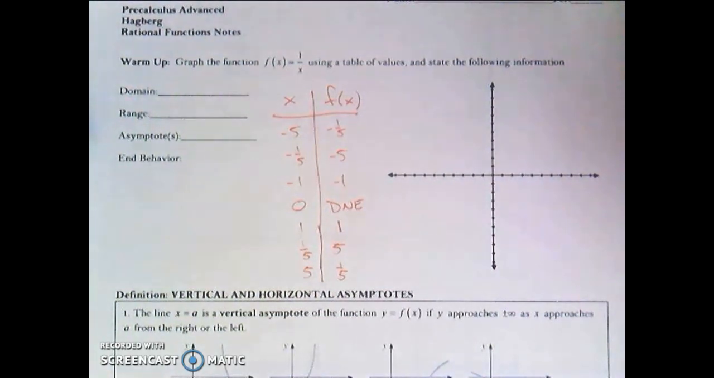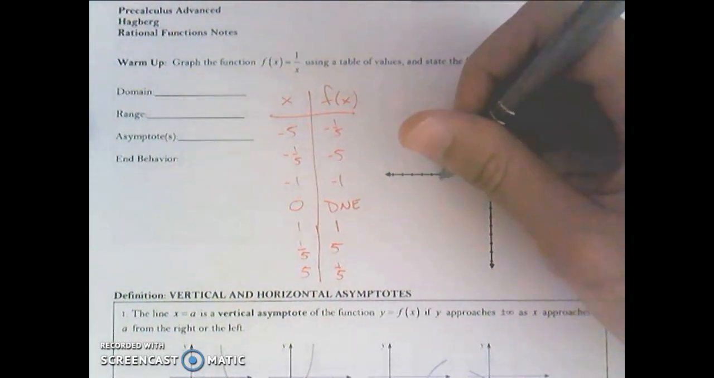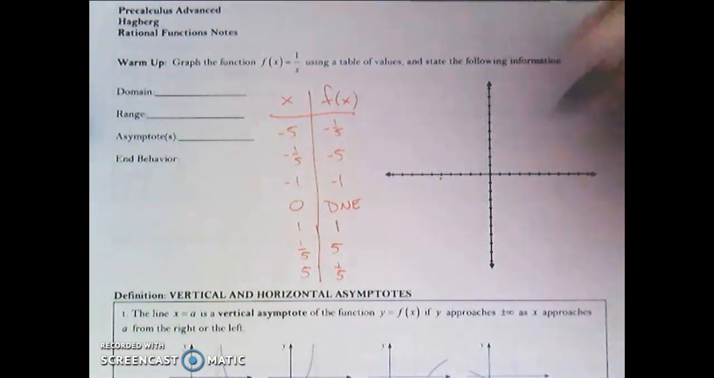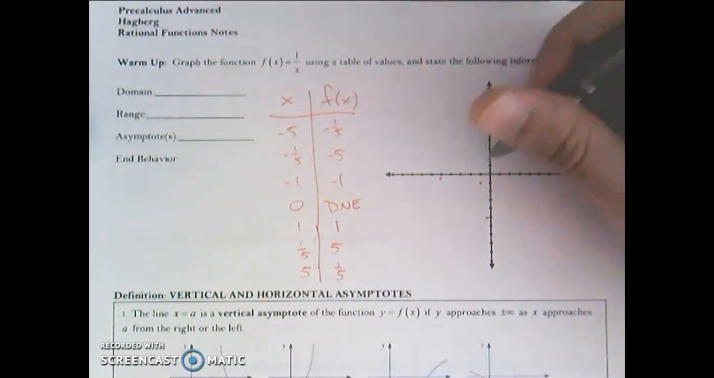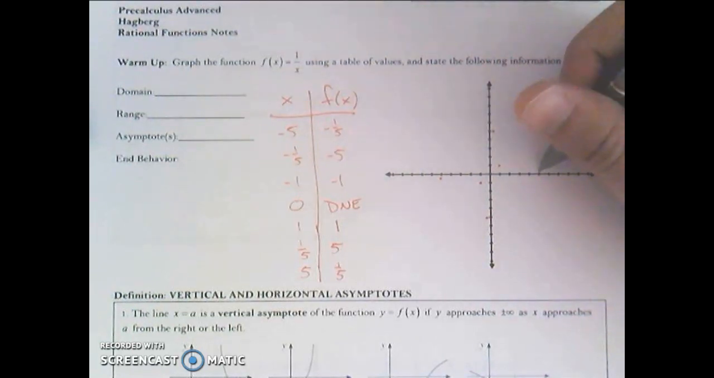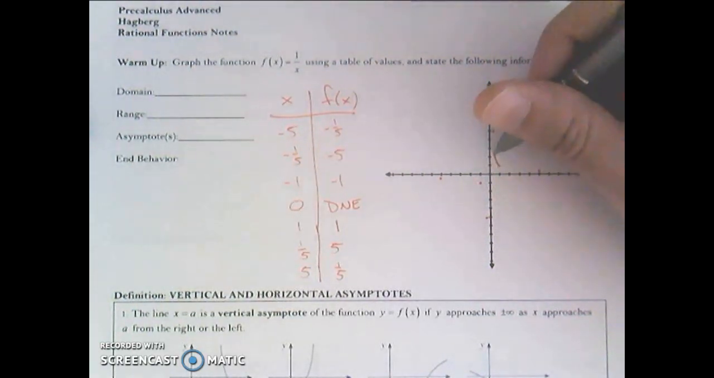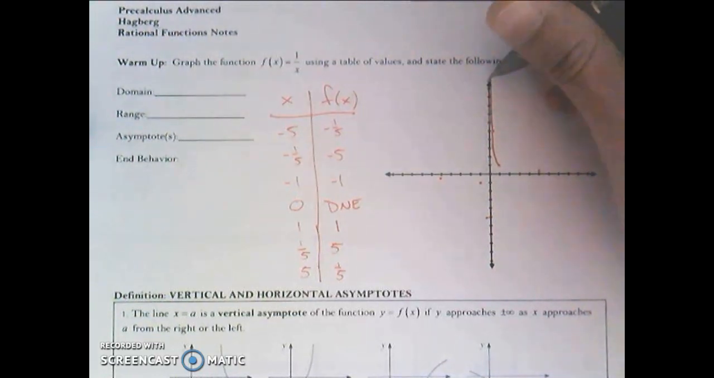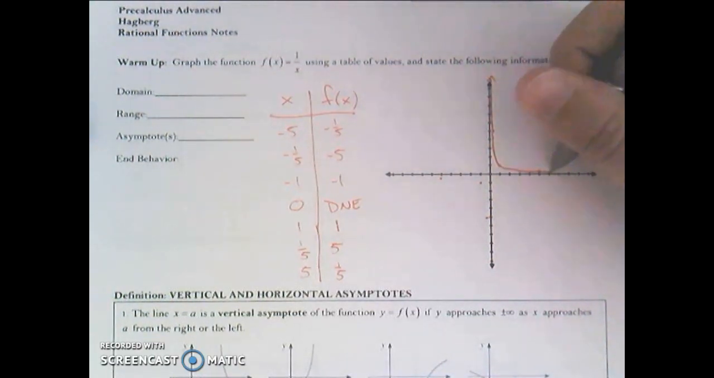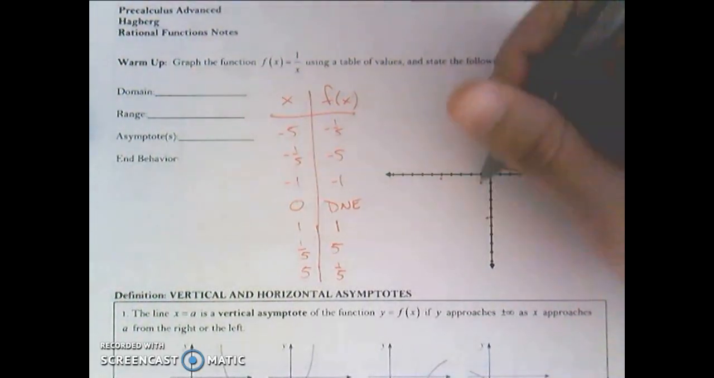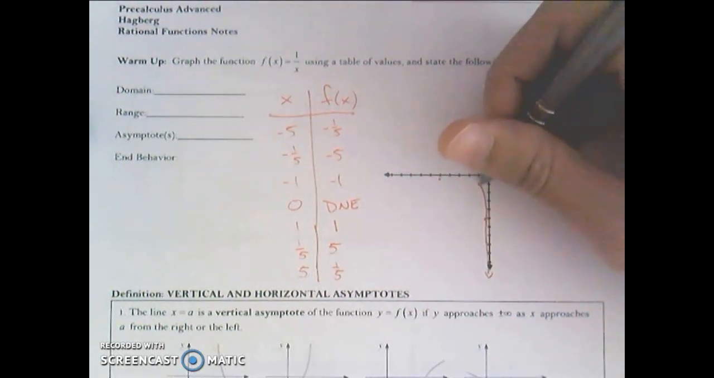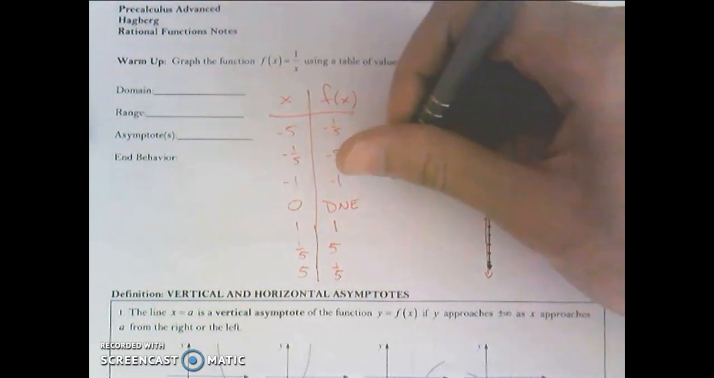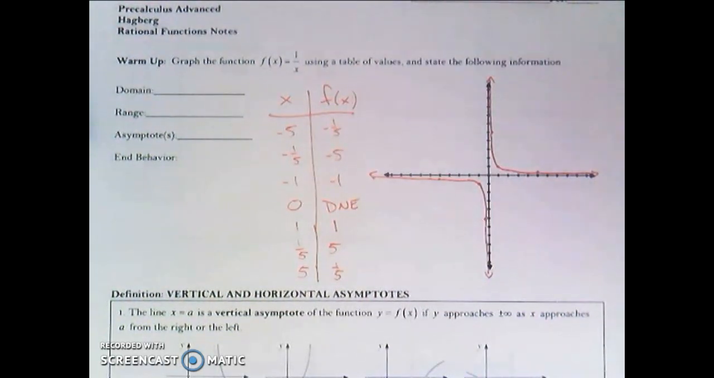So plotting these points, we have negative 5, negative 1/5, that is right about here. Negative 1/5, negative 5 is right about here. Negative 1, negative 1. Positive 1, 1. 1/5, 5. And 5, 1/5. We can draw in the shape of the graph, and we have something that looks like this. Okay, don't forget your arrowheads.